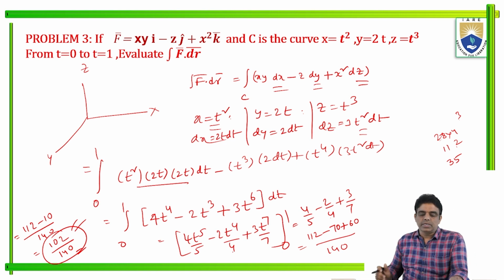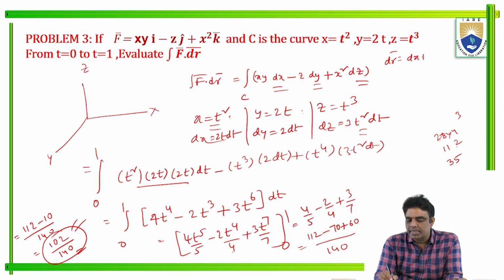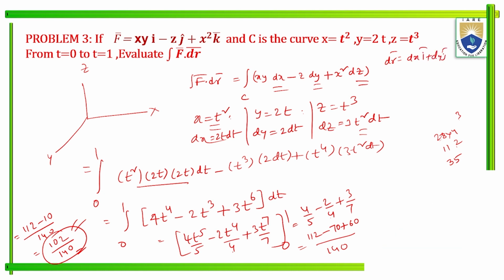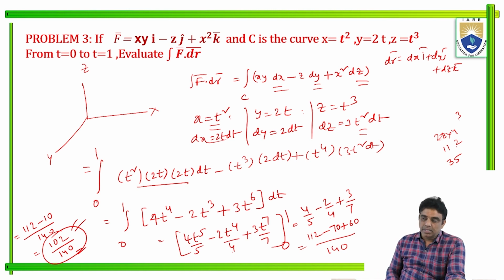So just go through that: xy dx minus z into dy plus x square into dz. What is dr bar? Dr bar, please remember, is dx i bar plus dy j bar plus dz k bar, and taking the dot product of f bar with dr bar, we get xy dx minus z dy plus x square dz. So that is the third problem that can be solved easily.